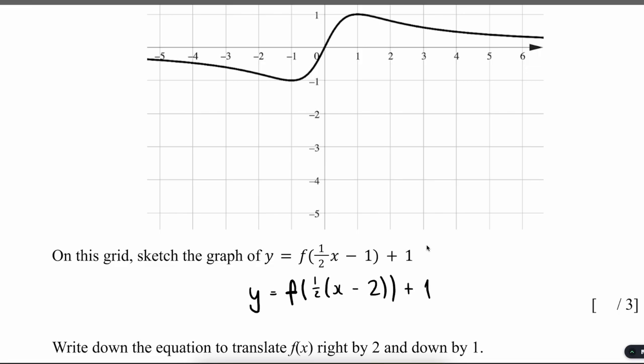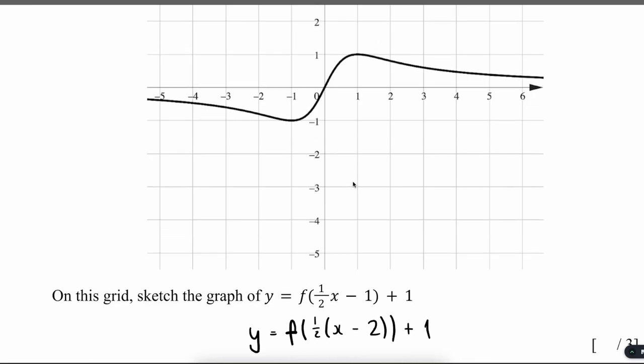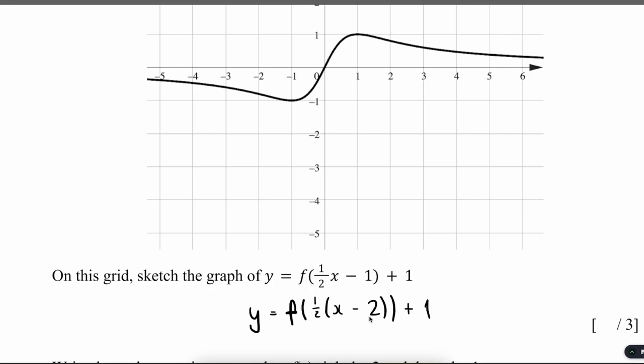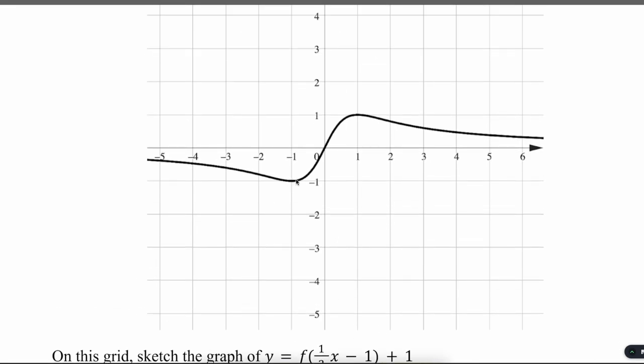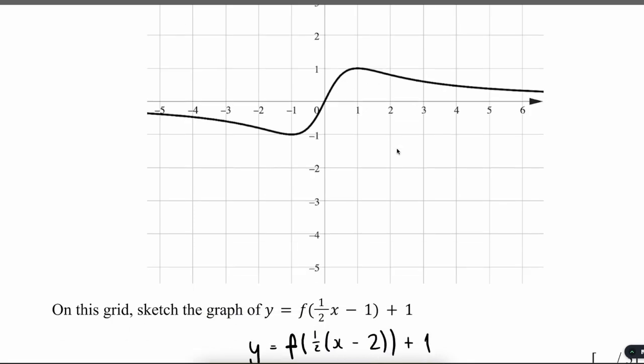Okay, so let's deal with the translation first. This minus 2, you might think it goes to the left, but because it's inside the bracket, it's going to do the opposite of what you thought. It's going to go to the right by 2.